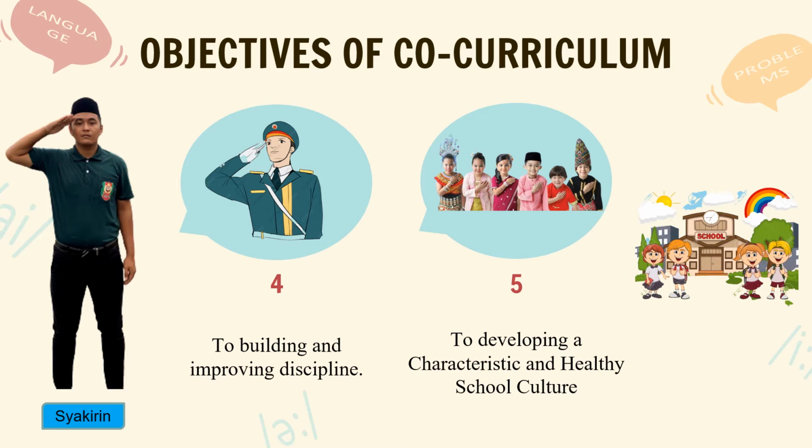The last point is developing a characteristic and healthy school culture. One of the goals of co-curricular implementation in school is the building of a school of character. The character school is an excellent school that focuses not only on academic proficiency but also on personality development and student discipline, as well as abilities in different fields such as sport activities, uniform teams, and the prominence of any other talents.